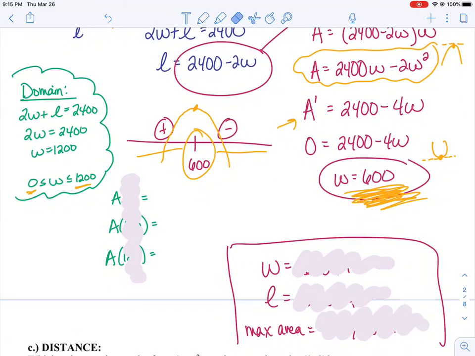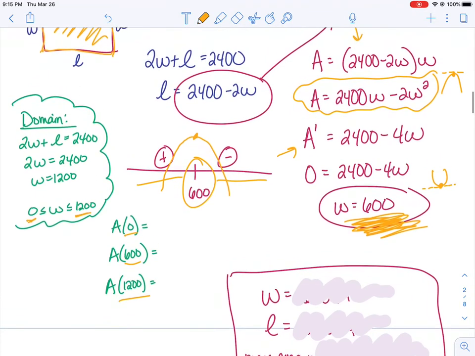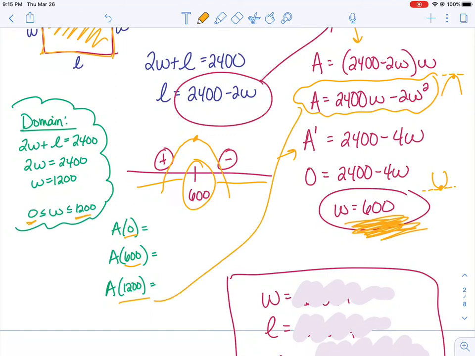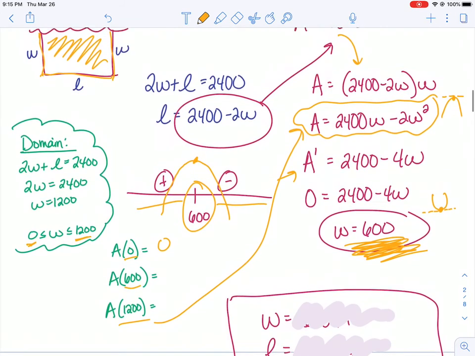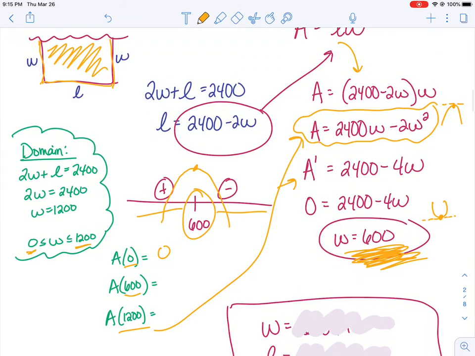So if I'm double checking to make sure that I have an absolute maximum, remember I'm taking that critical number and I'm taking the 2 endpoints and I'm plugging them into my original area equation because I want to see which one's going to give me the best area. If you plug in 0 to that area equation, don't you end up getting 0? And that should make sense. If your width is 0 and you squish this down, well then you don't have any area. Your area should be 0.